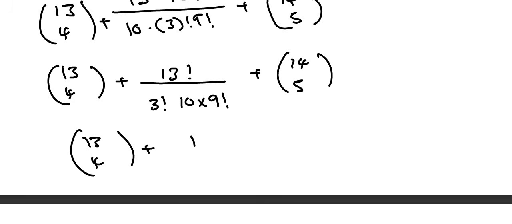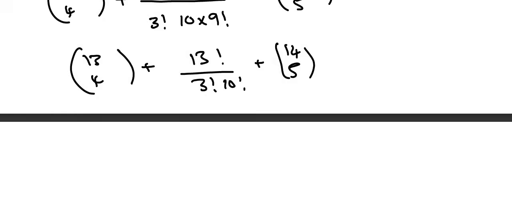This here will just be 13 factorial. This is 3 factorial and a 9 and a 10 factorial, 10 factorial, then plus, this is 14 choose 5. So like I said, we're not solving, we're just putting it in the form of n choose r. This will be 13 factorial.